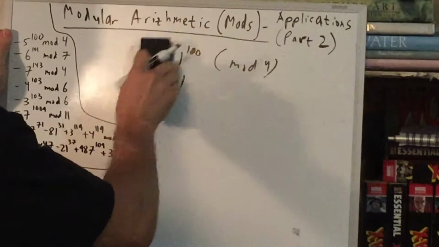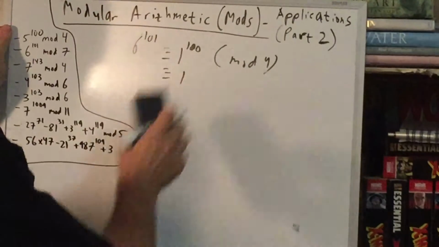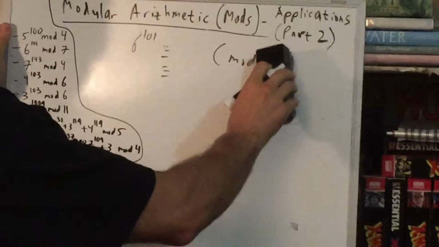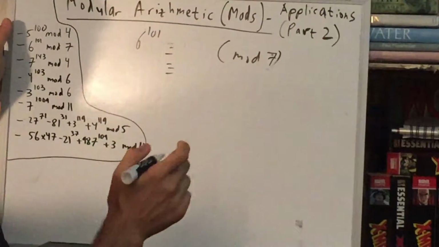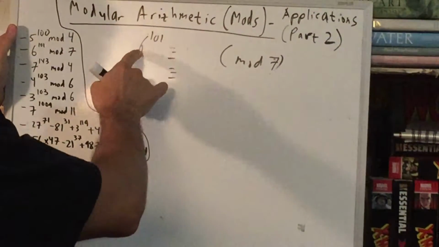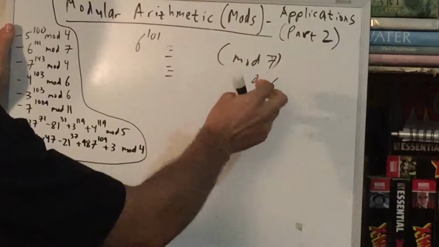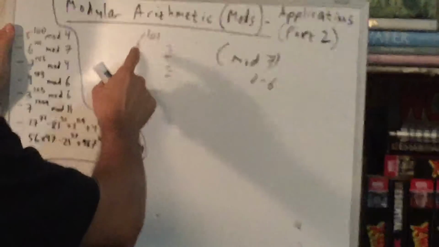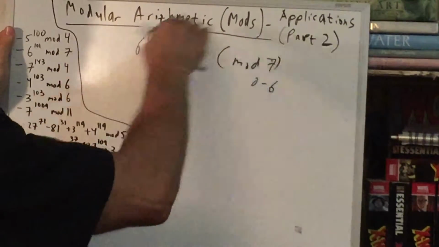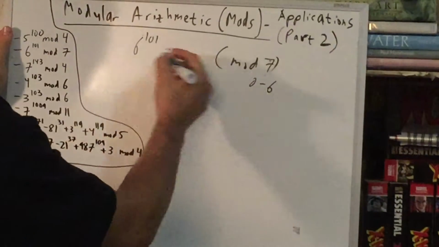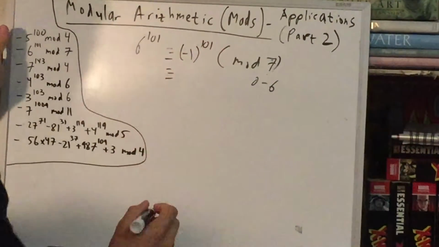So let's change this to 6 to the 101 mod 7. In this example we'll see why negative numbers are useful. Although 6 is already in the 0 through 6 range when we're dividing by 7, because these are the possible remainders, let's turn a 6 into a negative 1. So rather than treat it as a 6, we're going to subtract a 7. So this is really the same as negative 1 to the 101st power.